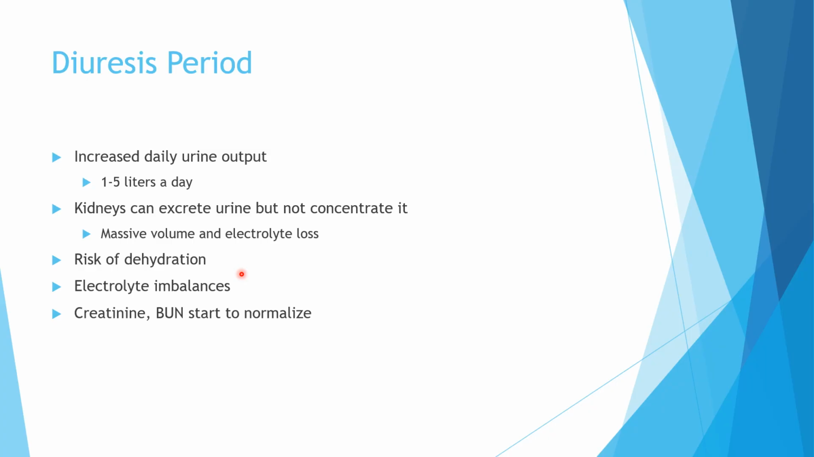So we really want to watch these guys and maybe gently hydrate them, encourage oral intake, right? Drink when they're thirsty. But our BUN and our creatinine are still going to start to normalize. Our BUN is going to normalize first, and then our creatinine is going to trail behind about a day or two. We can have a normal BUN, and the next day maybe a normal creatinine, or 48 hours after.